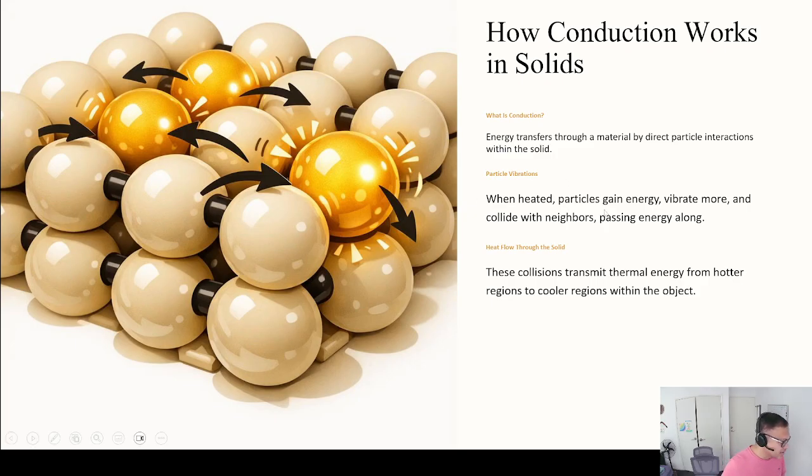When heated, like you can see in this visual here, these particles are in place. See this one, it is vibrating and then it passes the energy across to the neighboring particle. When heated, the particles gain energy, vibrate more and collide with neighbors, passing energy along. These collisions basically transmit the thermal energy.